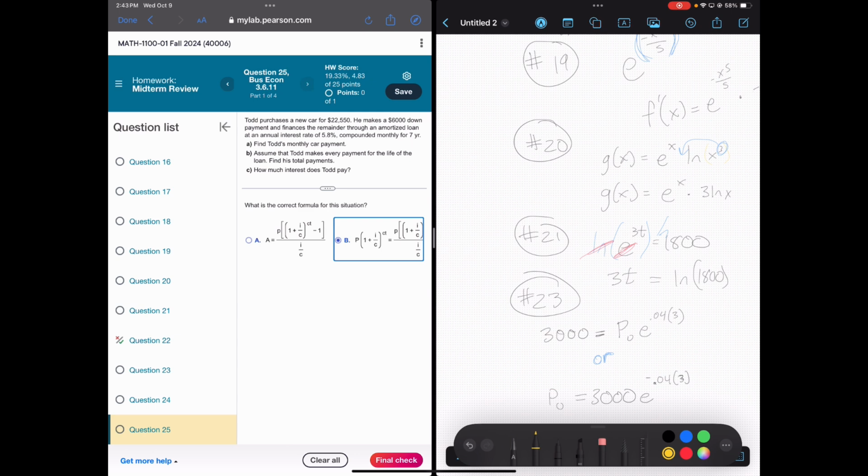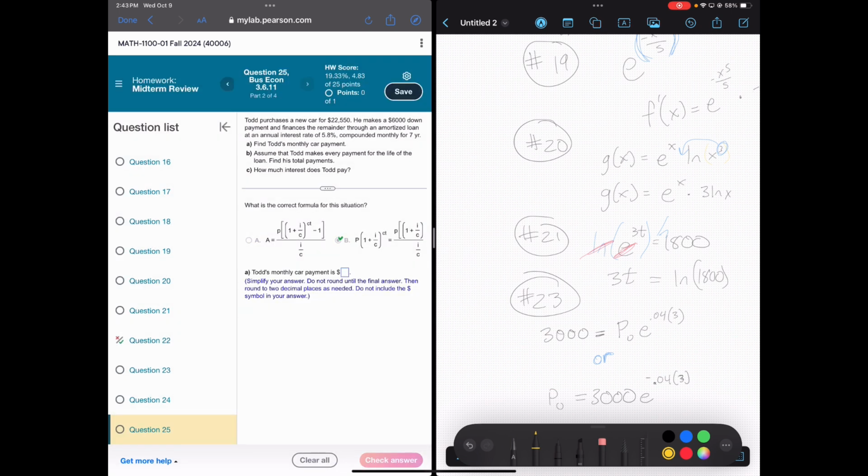Your interest. C? We used n because it was the number of times you compound it, but I guess C stands for compound. How many, like the compound. And then the rest is all the same. Same formula.